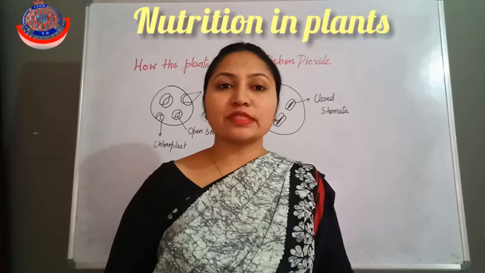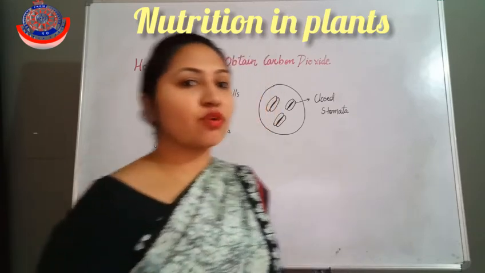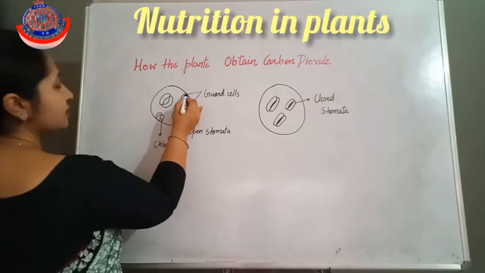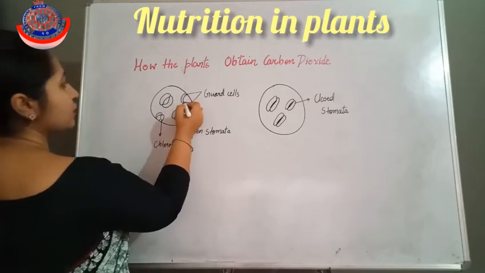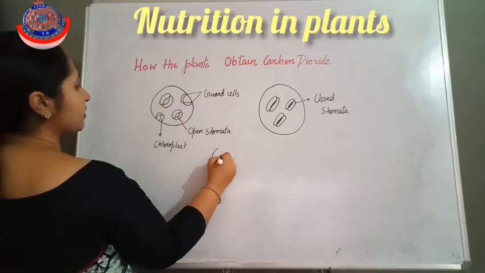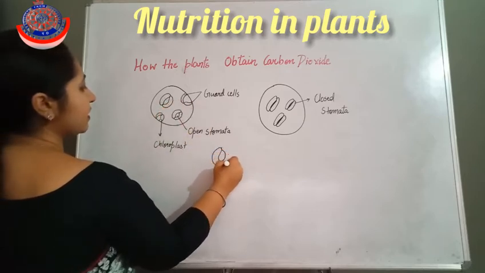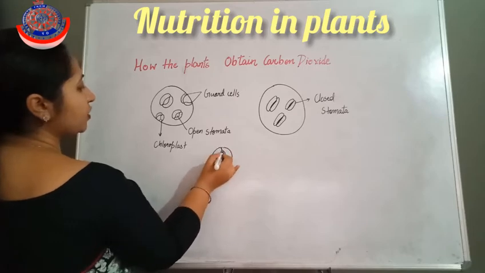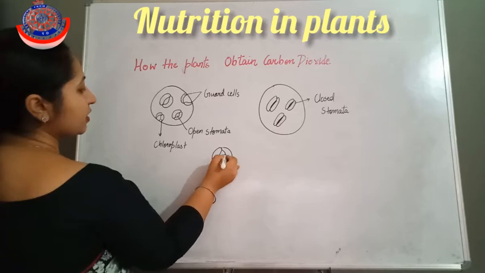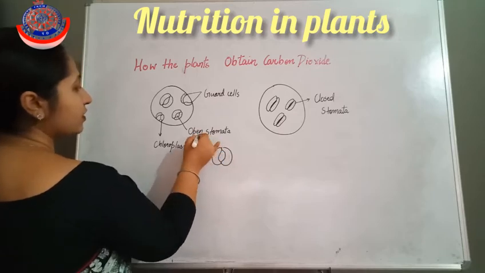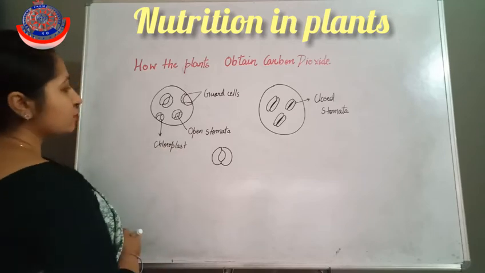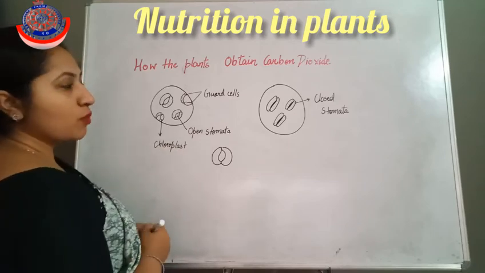Okay, and if we discuss the structure of the stomata, then the stomata consists of guard cells, two guard cells that are present, which control the opening of the stomatal pore. Like these are the guard cells, and these guard cells control the opening of the stomatal pore. So these are known as guard cells, and this one is the stomatal pore. So when does the stomata open?